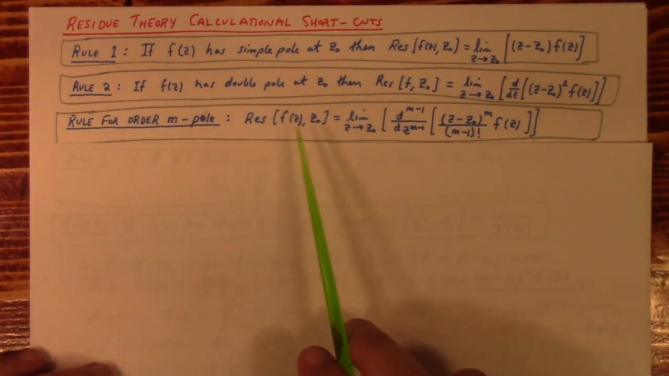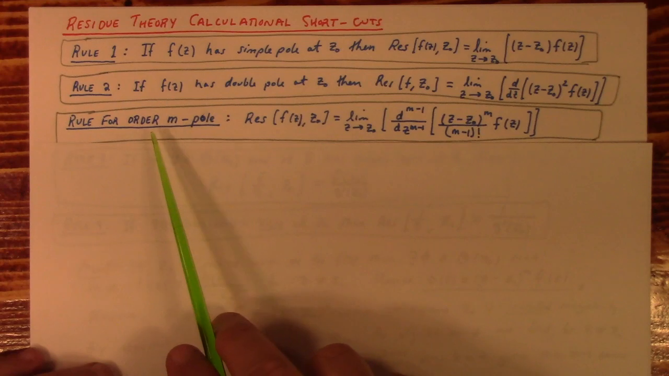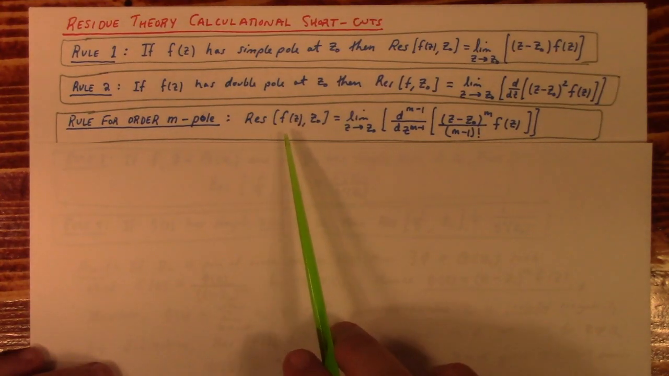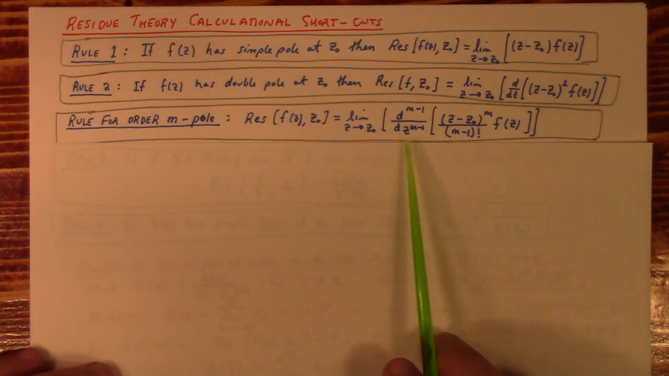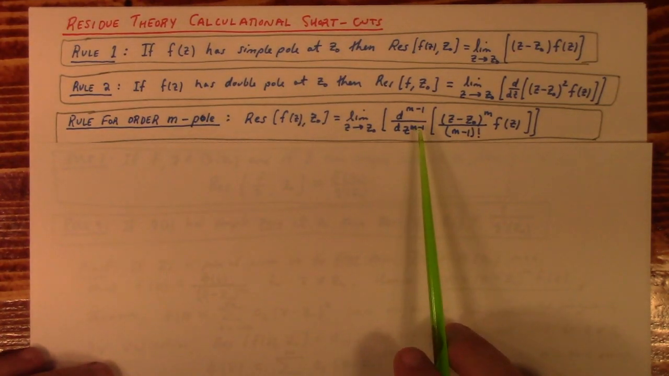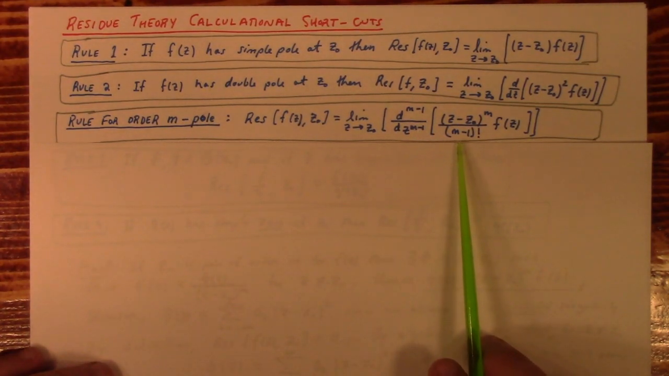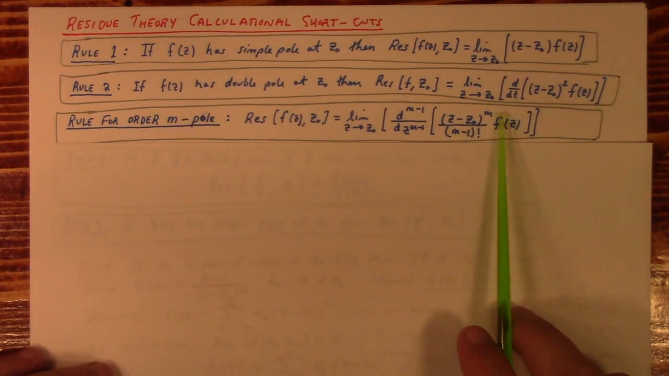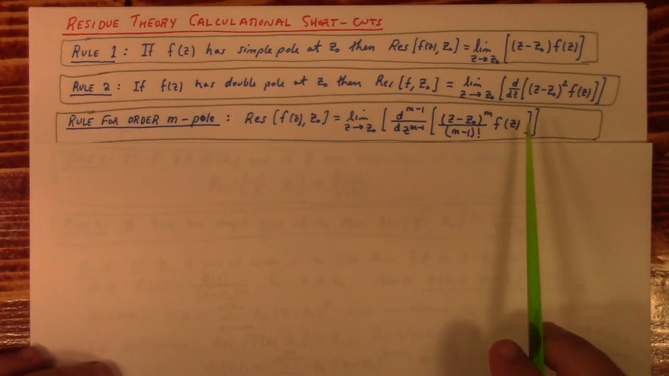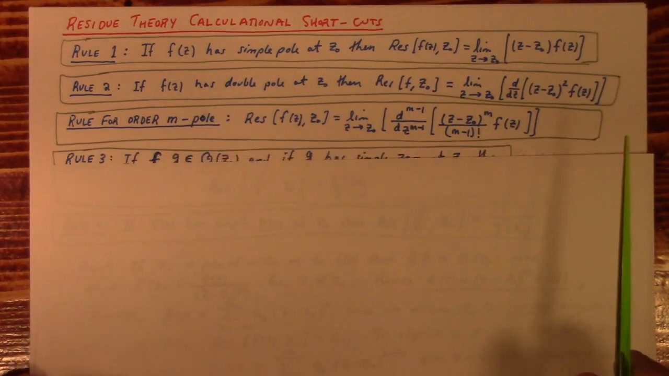Now this one is not in my notes, but it's useful. If you have an order m pole, then you can calculate its residue by looking at the limit as z goes to z naught of the m minus 1th derivative divided by m minus 1 factorial of this thing right here. And I'll actually prove that for you.